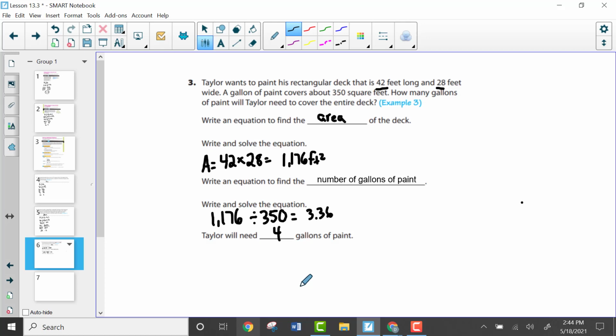So this concludes the video on solving area equations. If you have any questions about this concept, please come and see me.